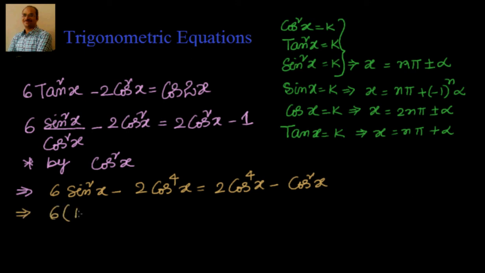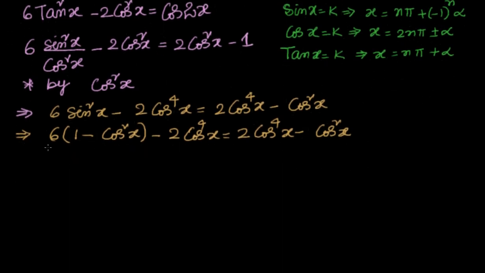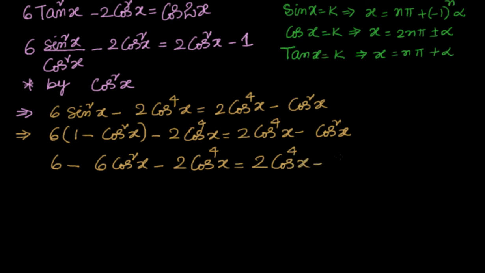So I will say 6 into 1 minus cos square x minus 2 cos to the power of 4 x equal to 2 cos to the power of 4 x minus cos square x. Now I will swap them from left hand to right hand side so that I will have positives here. This is nothing but 6 minus 6 cos square x minus 2 cos to the power of 4 x equal to 2 cos to the power of 4 x minus cos square x. Now let me bring whatever is there on the left hand side to the right hand side so that I can make them positive.